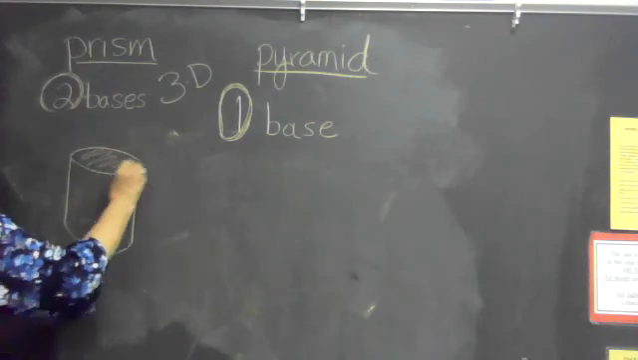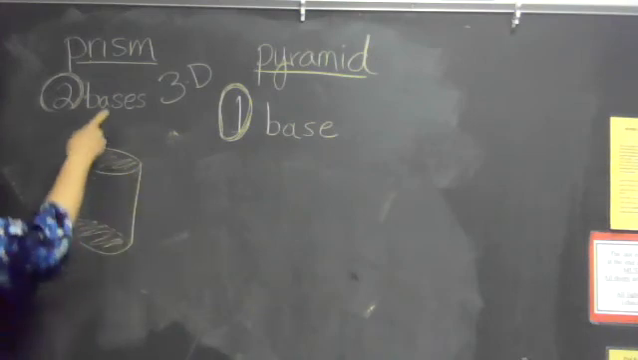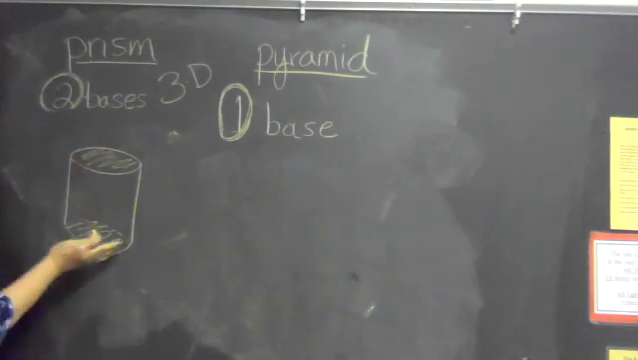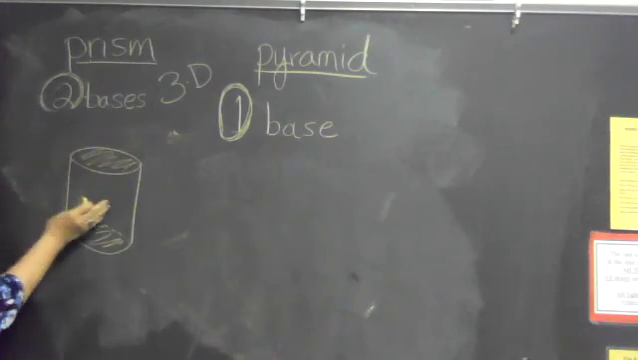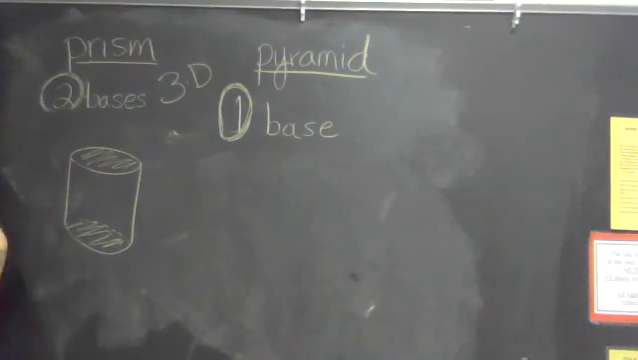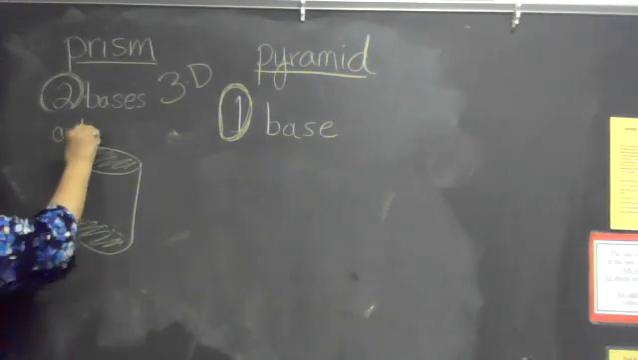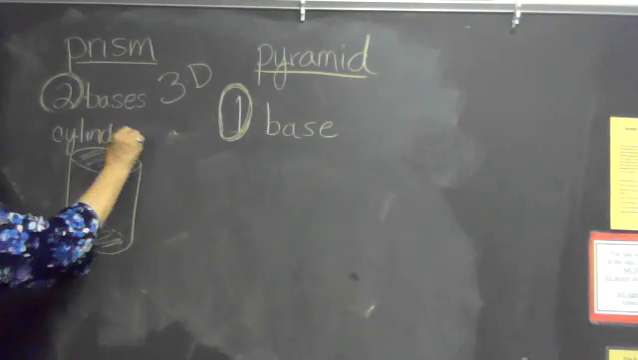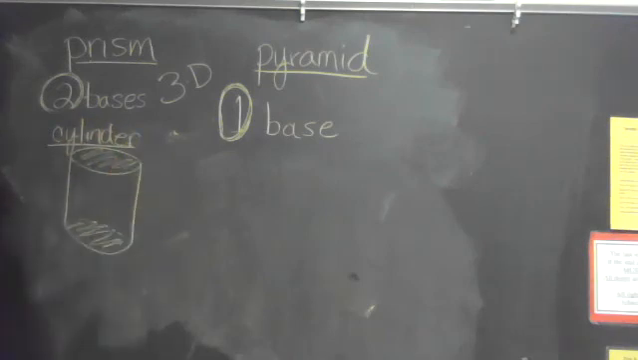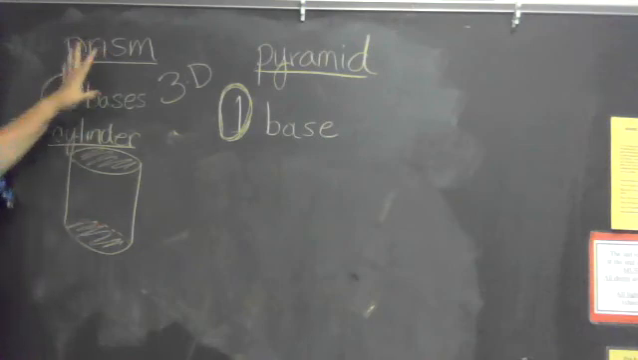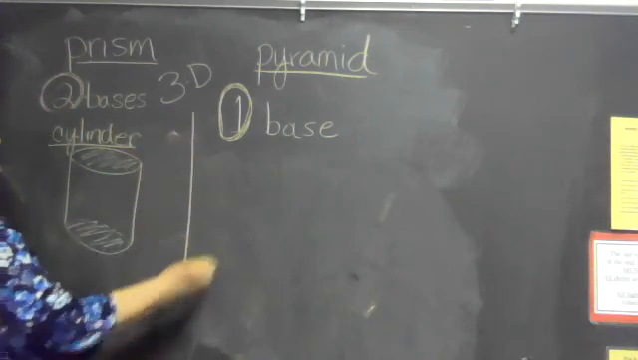Notice that it has two bases. They're parallel to each other and they're the same shape. So they're very similar to a prism. The only reason it's not called a prism is because it's curved. So it has another name, and that's called a cylinder. A cylinder is very similar to the prism because it has two parallel bases and they have the same size.